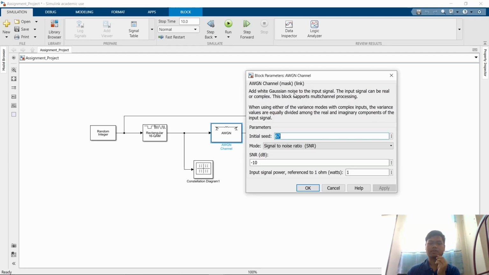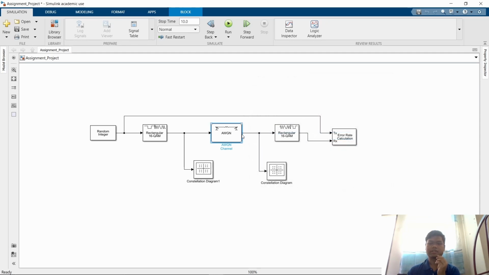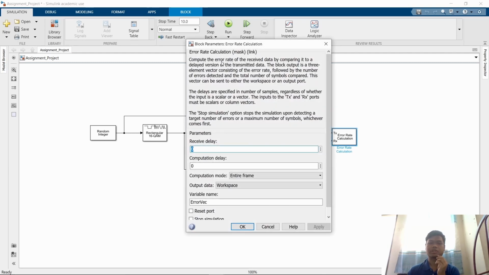to add white Gaussian noise to the input signal. This input signal can be real or complex. So the noise signal will be sent to the rectangular 16 QAM demodulator. Then we go to the error rate calculation, and it will take the previous data to compute the error rate of the received data by comparing it to the delay version of the transmitted data.